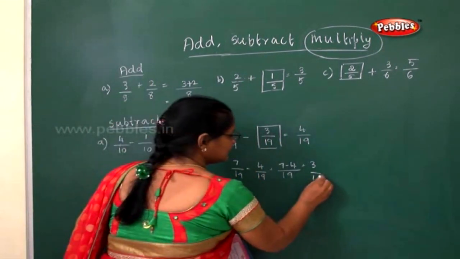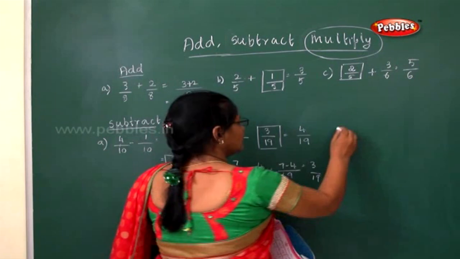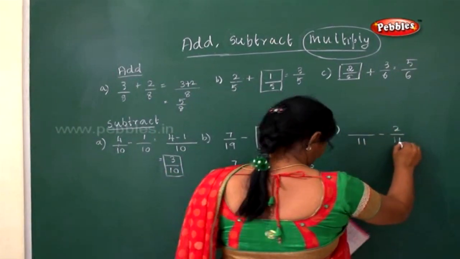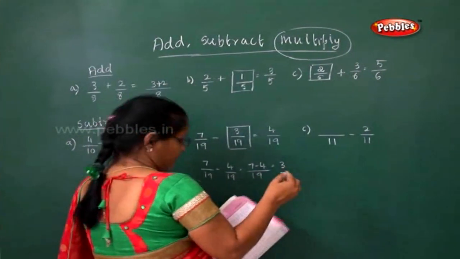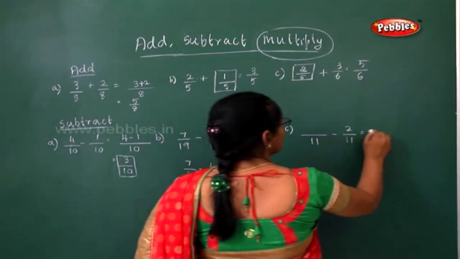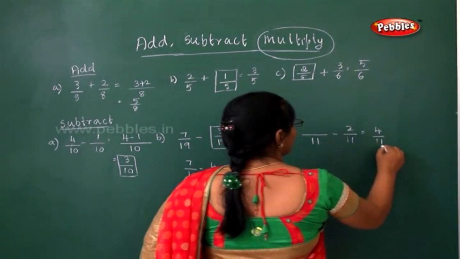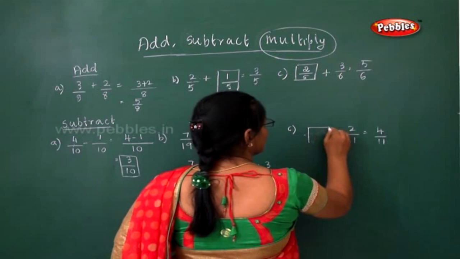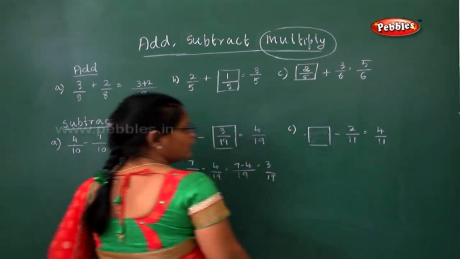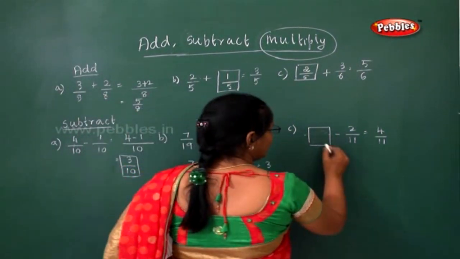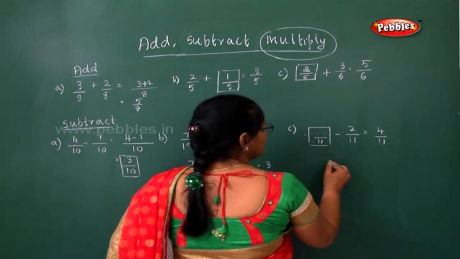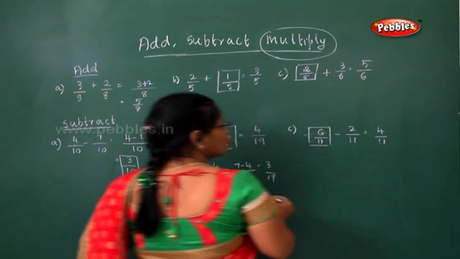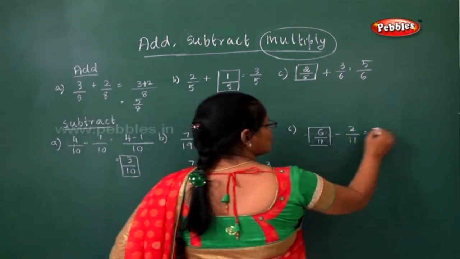Now the next sum is a blank by 11 minus 2 by 11 equal to 4 by 11. Now what is the answer here? This is a blank minus 2 by 11 equal to 4 by 11. Now what will you write here? You take 11 here. So what is it? 6 by 11. 6 by 11 minus 2 by 11 makes 4. 6 minus 2 is 4.